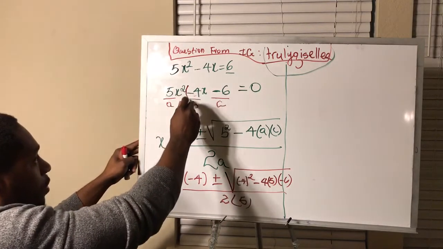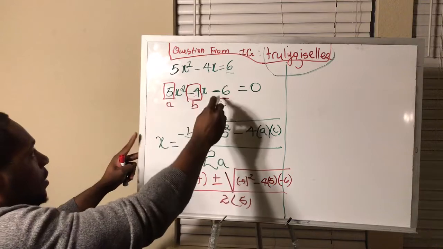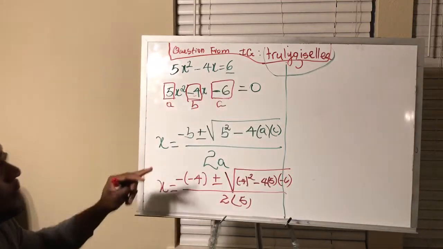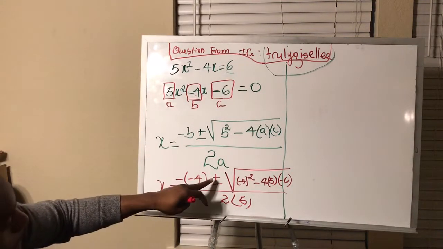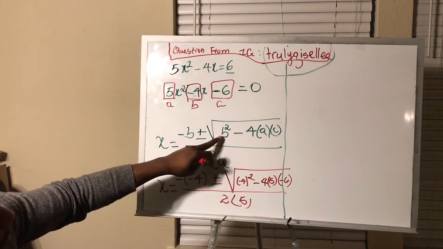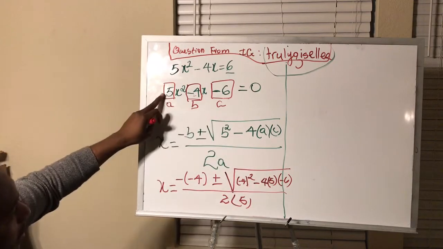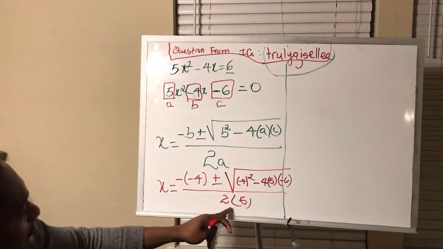So think about this whole thing right here. This is b, this is a, and this is c. So minus 4 plus or minus 4 squared, negative, plus or minus b squared minus 4ac. For a is 5, c is negative 6, divided by 2a.